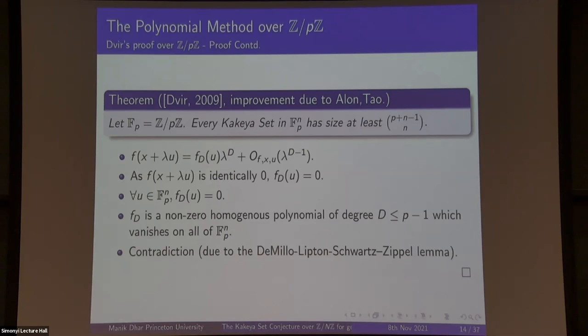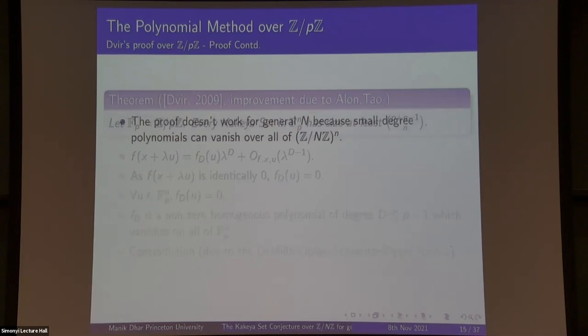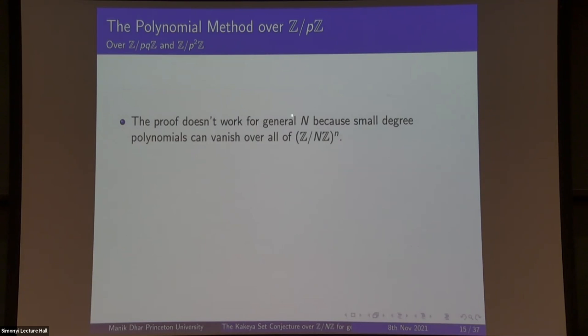So why does this not work for composite numbers? Now that basically happens because if you just try to repeat this argument, there are polynomials over composite numbers which will vanish on the entirety of the space while having very low degree.